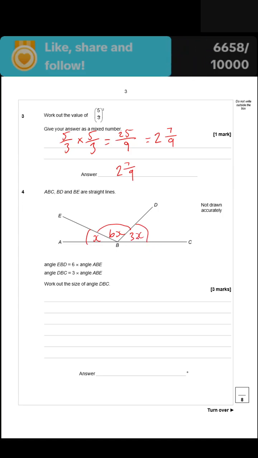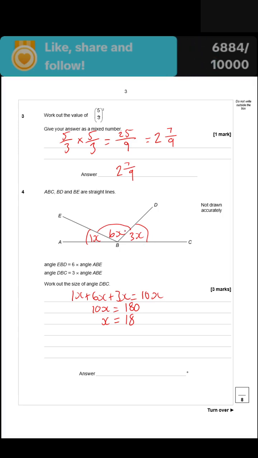And then at that point, we can form an equation. We know that angles on a straight line are 180 degrees. We can add these values together. Now again, if you have an X on its own, it means 1X. So we've got 1X, add 6X, add 3X. That gives you 10X. And we know that 10X is equal to 180 degrees. It's a straight line. We find the value of X by dividing both sides by 10, and we get X equals 18.